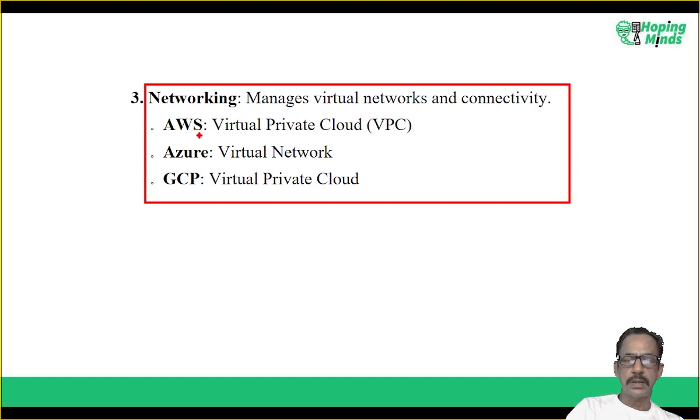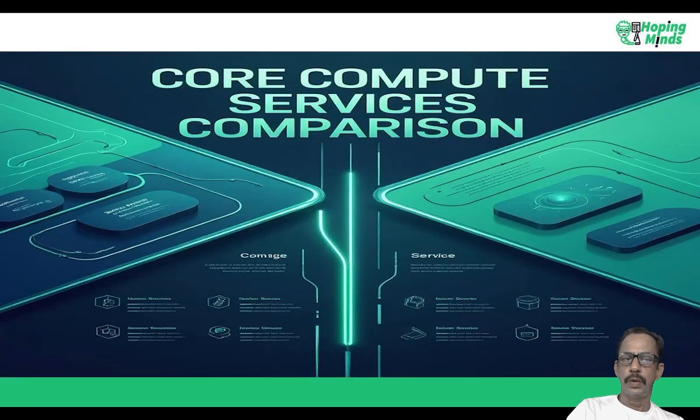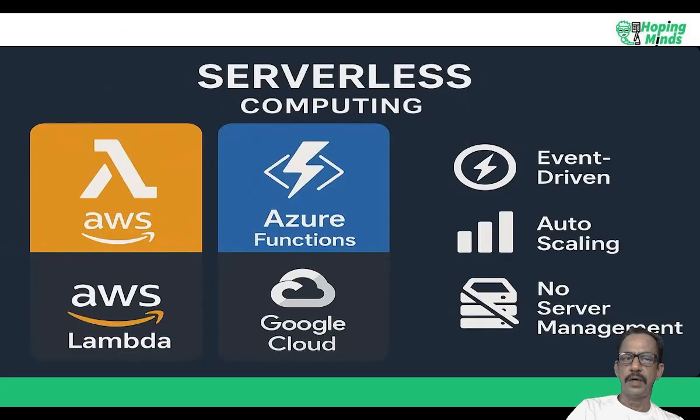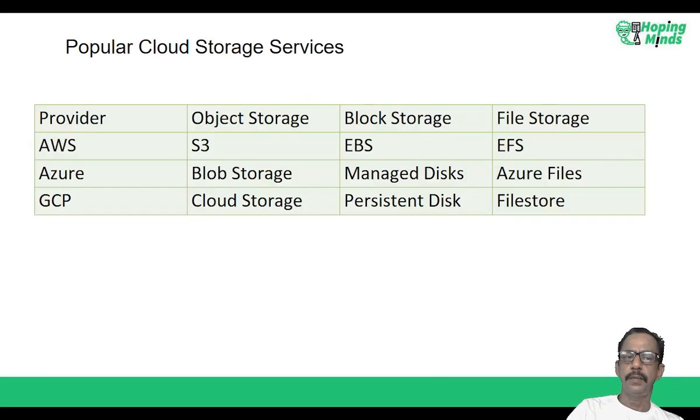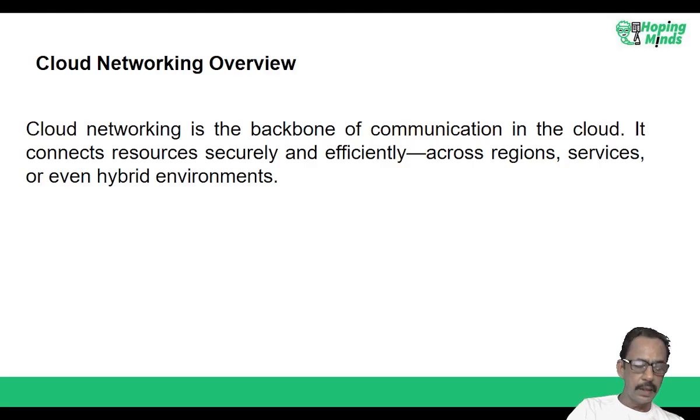So AWS provides networking as a virtual private cloud. Manage virtual networks and connectivity, that is the networking part. In AWS it's called VPC, in Azure it's called virtual network, and in GCP it's called virtual private cloud. If we go deeper into networking, we will start with some basic discussion on networking, and then go to the practical demonstration of that.